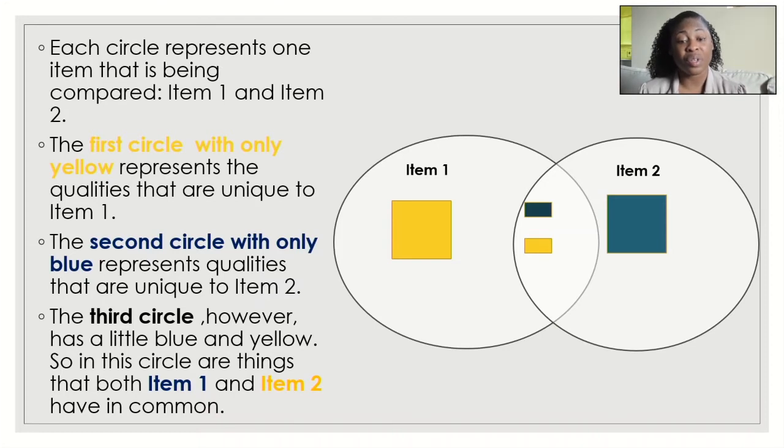The third circle, however, has a little blue and yellow. So in this circle are things that both item 1 and item 2 have in common.